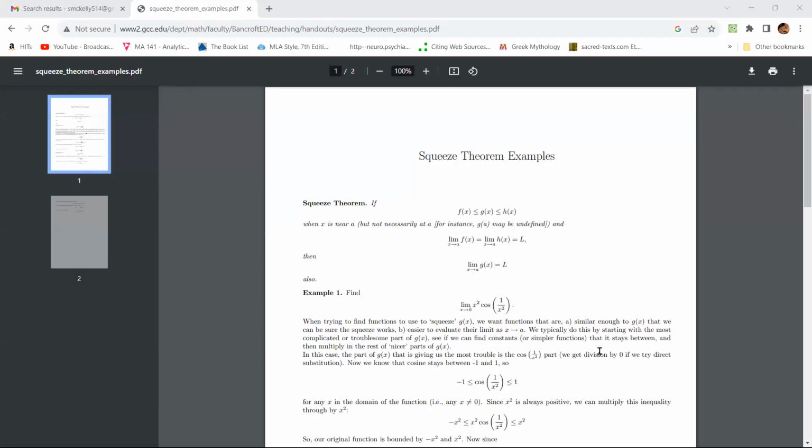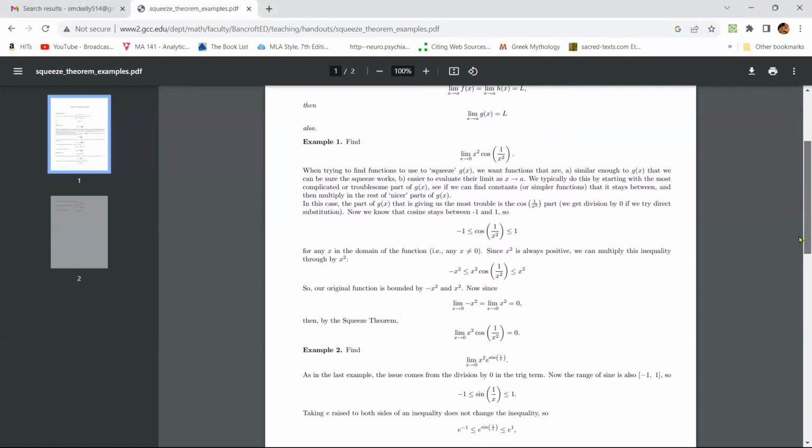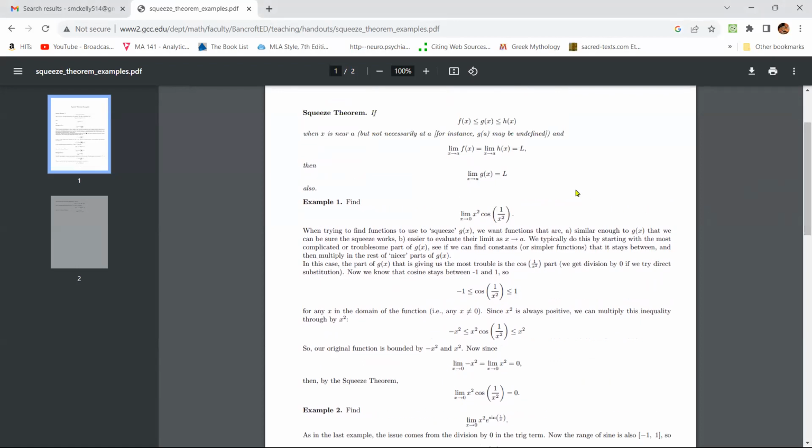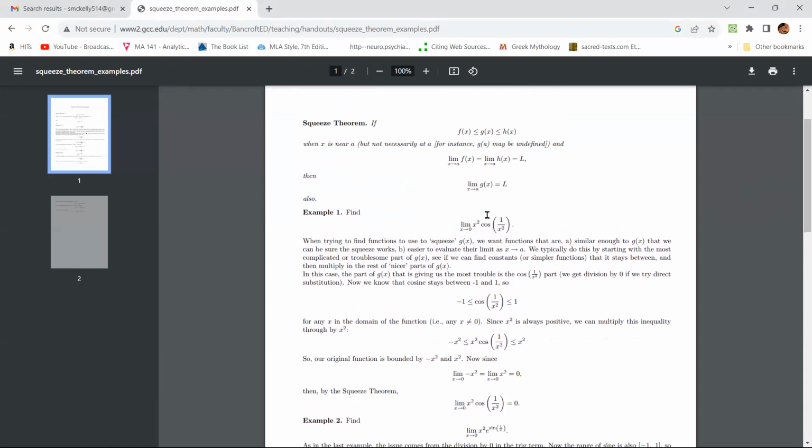And what I'm going to do now is bring this up into the share screen. Now we typically do this with trig functions, though we don't have to. So this handout starts where both of our last videos started, with an explanation of the squeeze theorem. G is between F and H, and the limits are going to L, so G is going to L as well. Now, suppose we have this limit as x goes to 0 of x squared cosine 1 over x squared, okay?